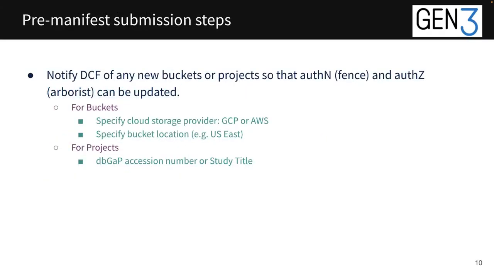Prior to indexing, each data node must notify DCF of any new buckets or projects so that Fence and Arborist can be updated. For buckets, we need to know the cloud storage provider. Is it GCP or AWS? And we need a specific bucket location, for example, US East. For projects, we need to be made aware of the dbGaP accession number or study title. This is so we can verify that we are receiving feeds from dbGaP once those studies are released.